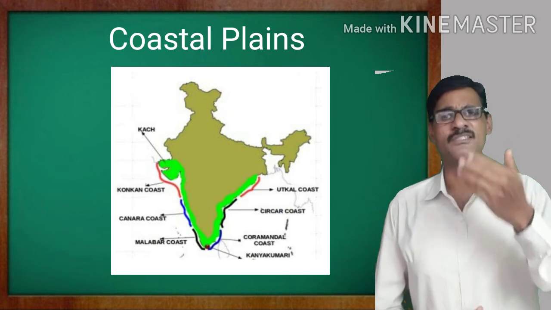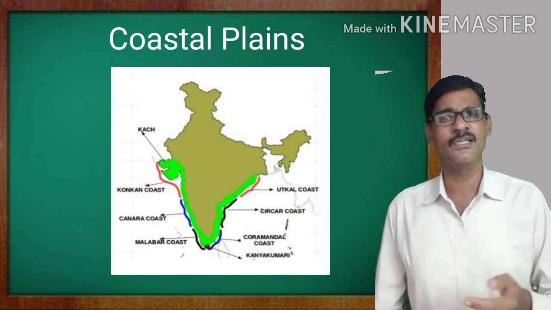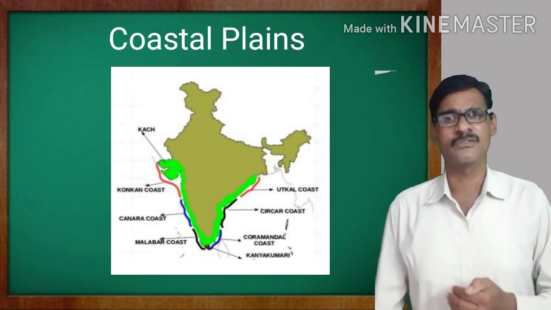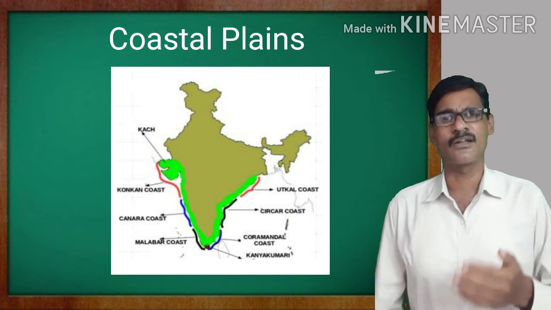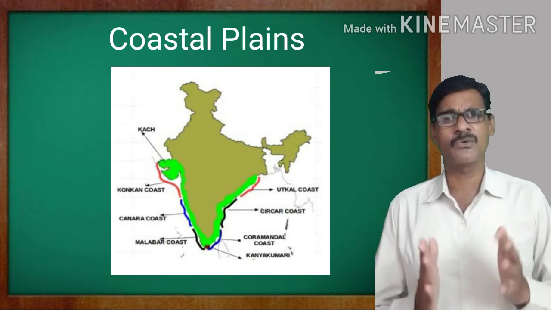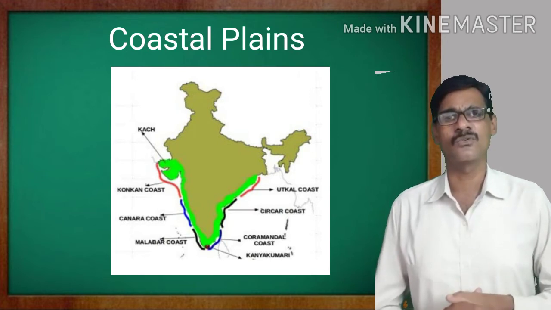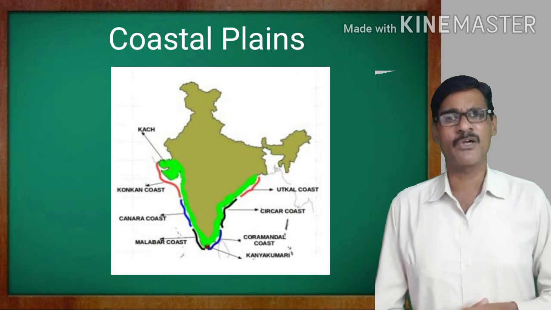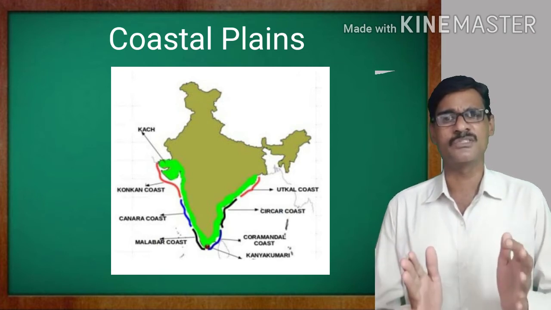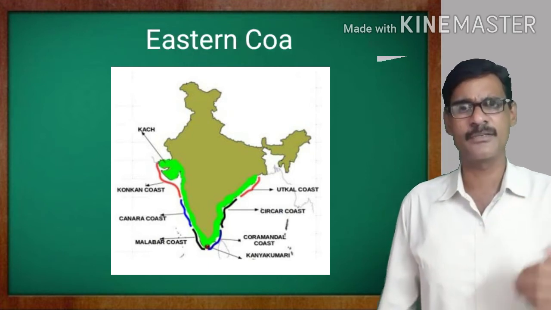The northern part is called the Konkan coast. It includes the Maharashtra and Goa coastal areas. And the Canara coast includes the Karnataka coast. And the third one is the Malabar coast. It includes the Kerala coast. This Malabar coast also has lagoons and backwaters.